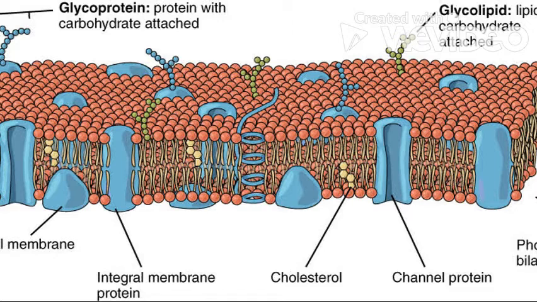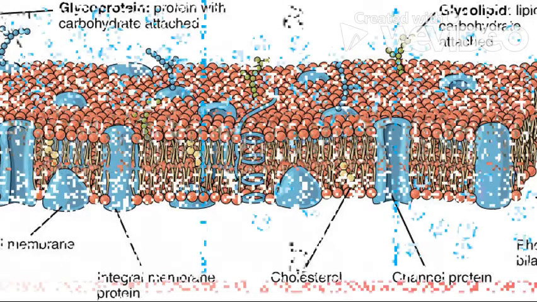Some proteins have carbohydrate chains attached to them that are used to identify substances trying to enter the cell. You can also see cholesterol embedded in the hydrophobic tails to prevent some water-soluble molecules from entering the cell.